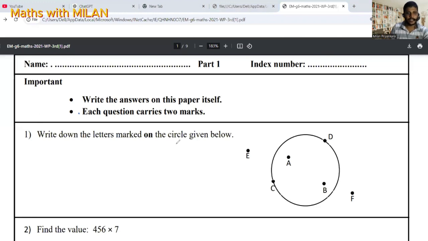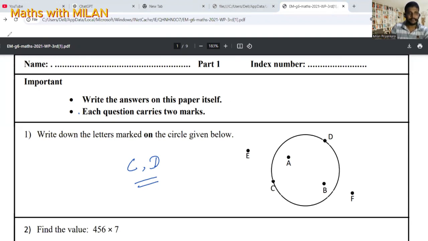Write down the letters marked on the circle given below. You see A is on the circle, B is on the circle, C is on the circle, D is also on the circle, and C and T are on the circle. The others, E and F, are outside the circle.